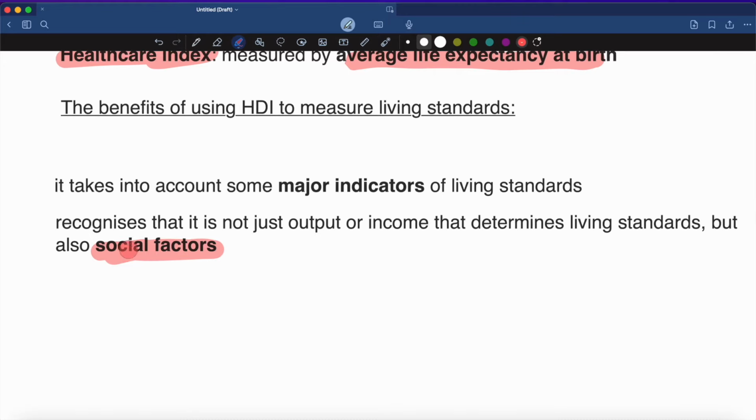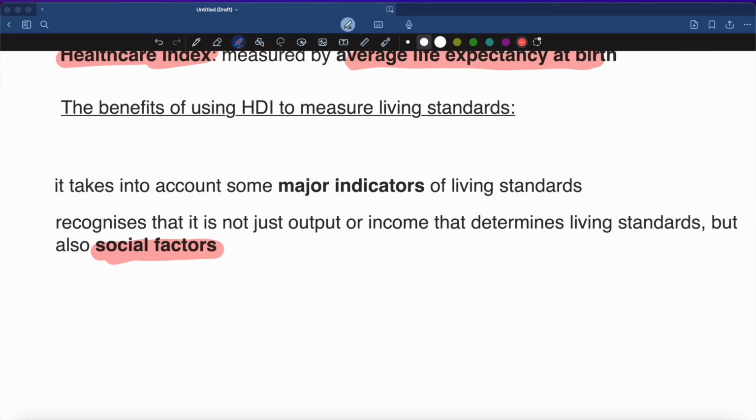Another benefit, it is a useful method to compare global living standards. That means that, as you can see, if I go through every country and I look at these certain factors, it's a very equal way of deciding who has a good living standard, because I'm looking at each one of them one at a time. So I can compare these global living standards.